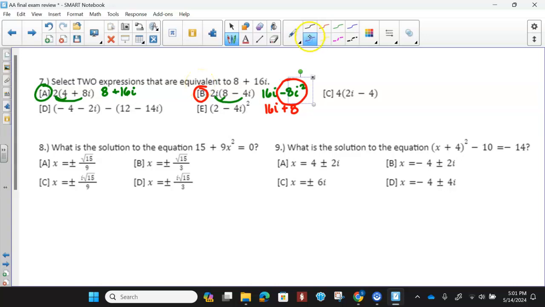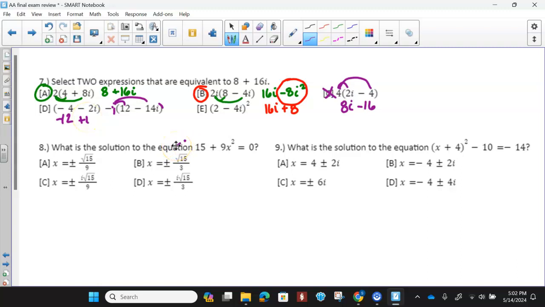So just to show you like why the answer is not C, 4 times 2i is 8i, and then 4 times -4 is -16. Well, that's got everything switched up, right? So it's not C. Then D, well, you're subtracting. What do you have to do first when subtracting? Distribute the -1. So really this +12 is -12, and -14i is +14i.